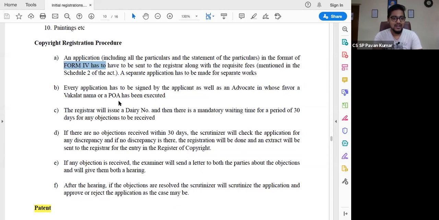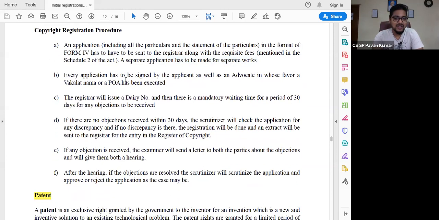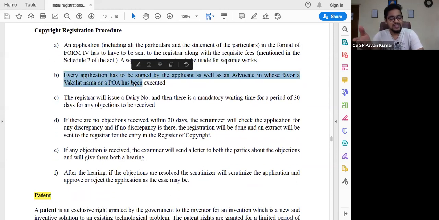A separate application has to be made for separate works. You can't combine them. Similarly, even for trademark, it is that way: for different classes, different applications. Even for copyright, for separate works you have to make separate applications. Either the applicant can make the application, or he can authorize an advocate to act for him, in which case the applicant has to give a power of attorney to the advocate.